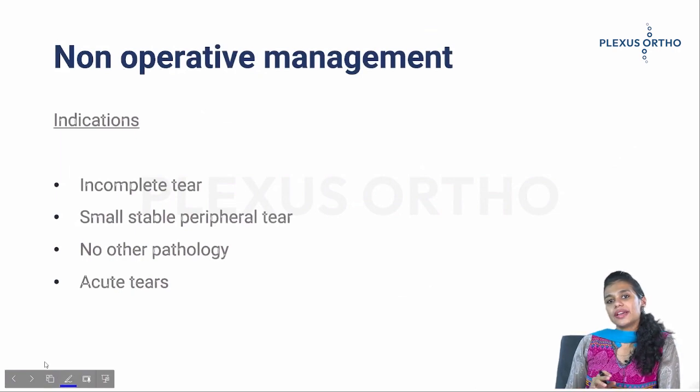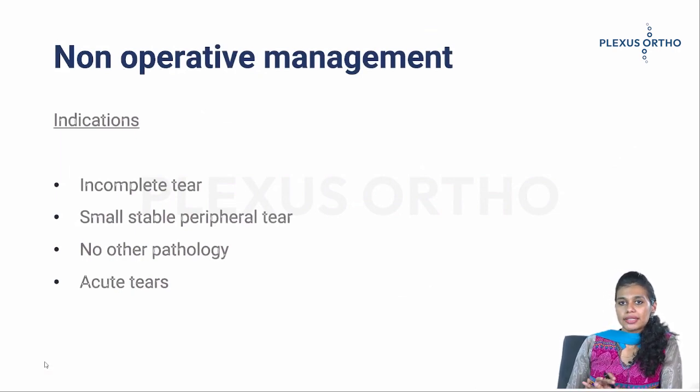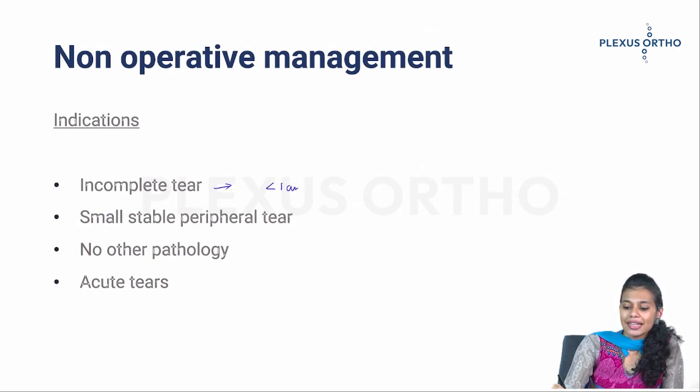Okay. So how can we manage meniscal injuries? As with any other injuries, there's always the option of non-operative management and operative management. For non-operative management, the indications are an incomplete tear, that is a tear which is usually less than 1 centimeter. It is a stable tear. A stable tear is a tear that does not come in the way of the joint.